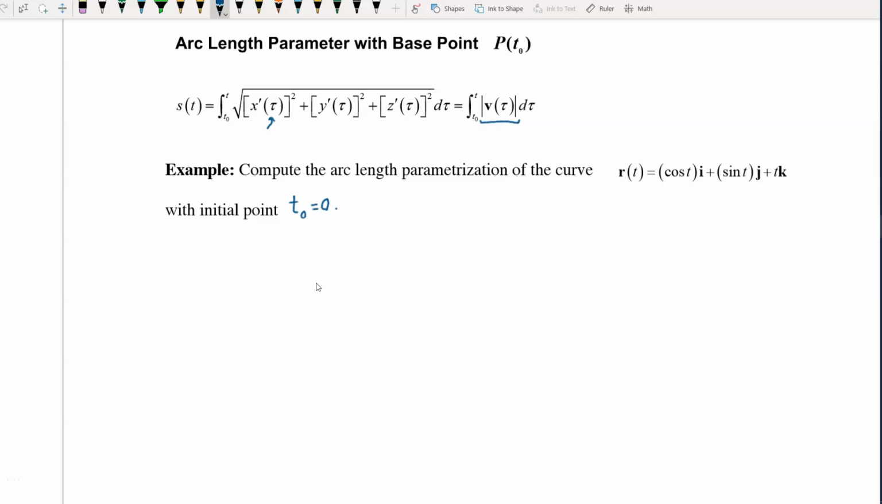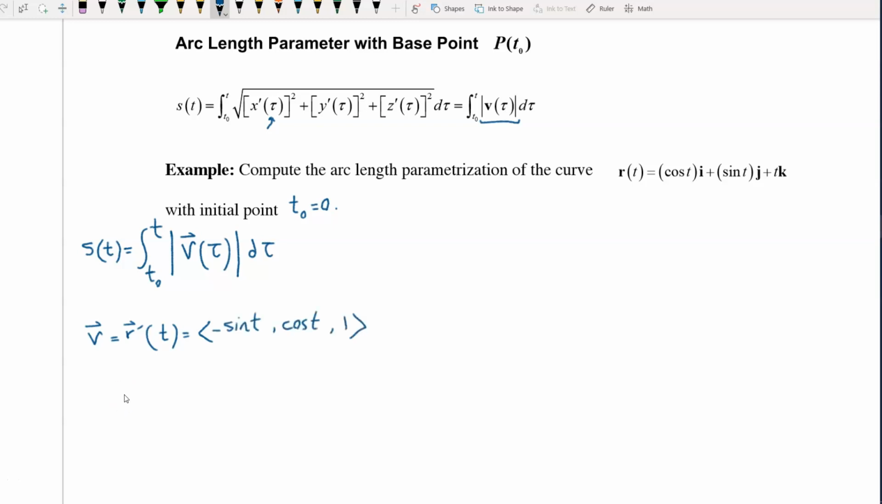Compute the arc length parameterization of the curve r(t) equal to cosine t i plus sine t j plus t k with initial point t naught equal to 0. So here our length s(t) is equal to the integral from t0 to t of the length of the velocity vector v of tau d tau. First we should find the velocity, which is equal to the first derivative of r: the first derivative of cosine, of sine, and of t. So our velocity vector has components negative sine t, cosine t, and 1.